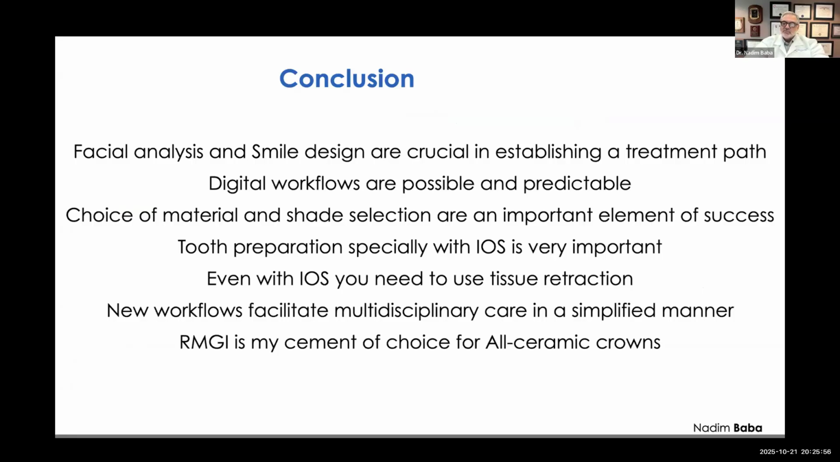Now, some people disagree with me. If your margins are supragingival, there's absolutely no worry. But if you have a little bit of subgingival or juxtagingival margins, it's better to get tissue retraction. New workflows facilitate multidisciplinary care in a simplified manner. And resin-modified glass ionomer is my cement of choice for all-ceramic crowns.